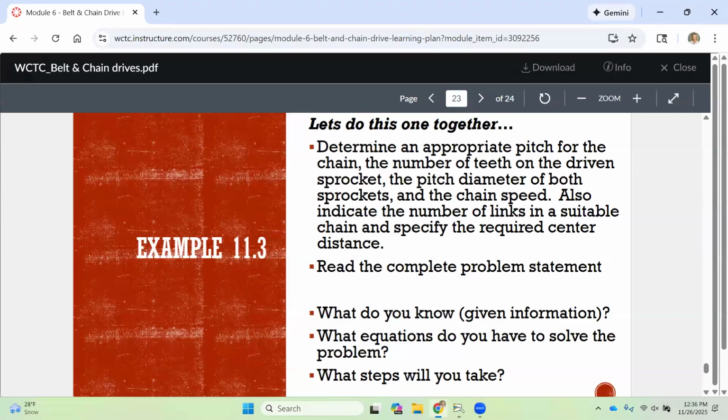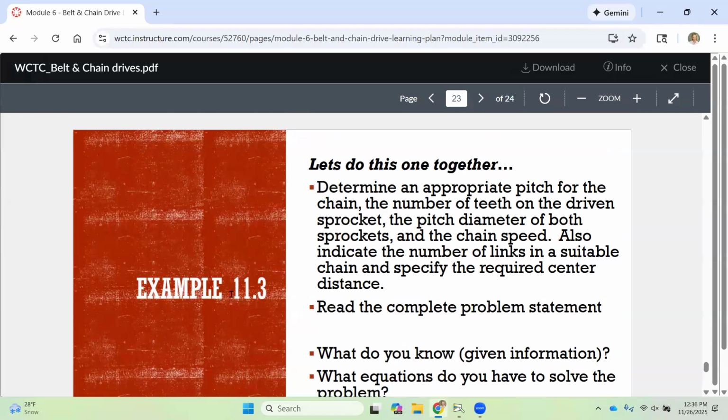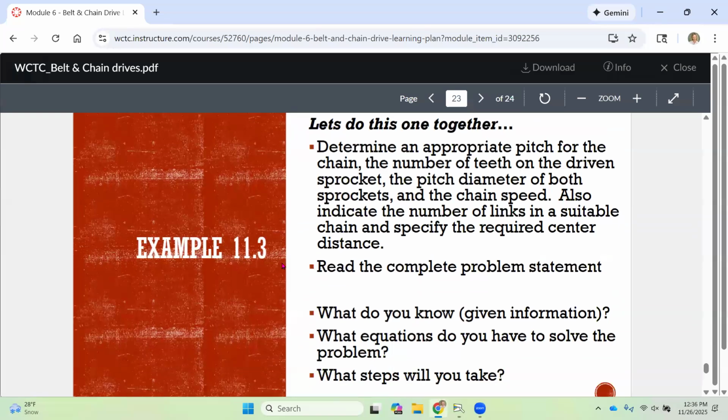Okay. So let's do example 11.3 together. And what we're going to be doing is determining an appropriate pitch for the chain, the number of teeth on the driven sprocket, the pitch diameter of both of the sprockets, and the chain speed. Okay, we're also going to indicate the number of links that we need for the application and what the center distance is going to be.